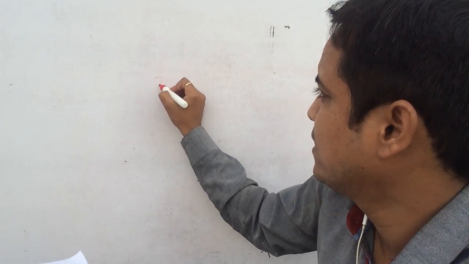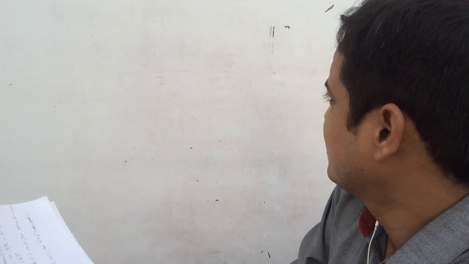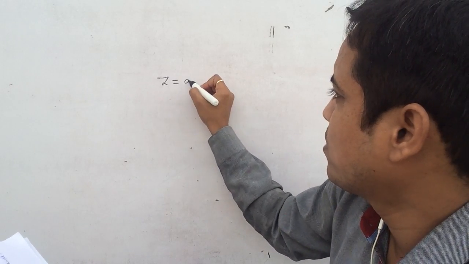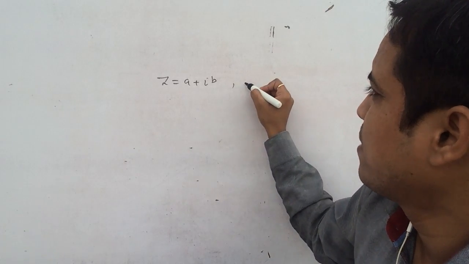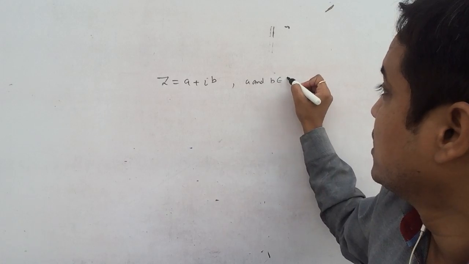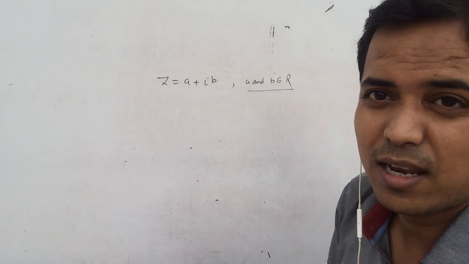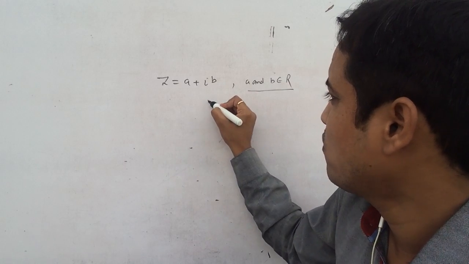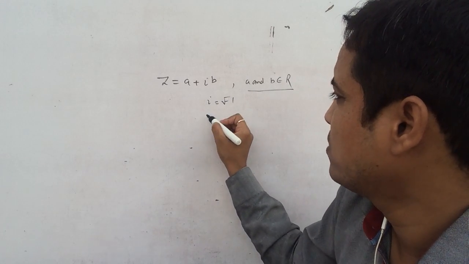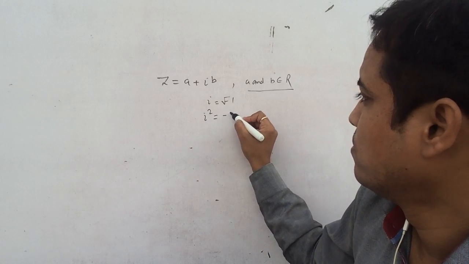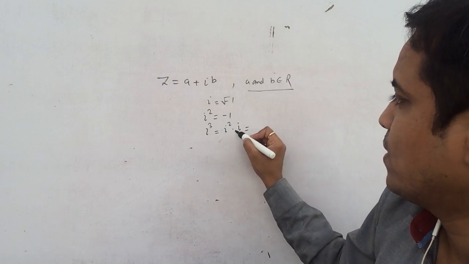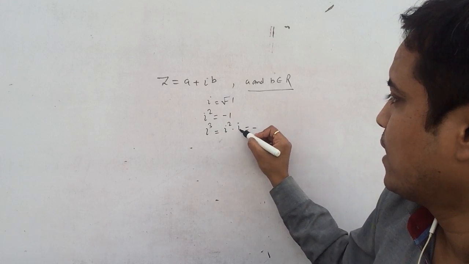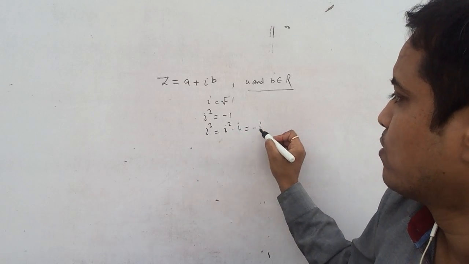The general form is z equal to a plus iota b, where a and b are real numbers. The value of iota is root minus 1. What is the value of i square? It will be minus 1. What would be i cube? It would be i square into i, and i square is minus 1, so i cube equals minus iota.